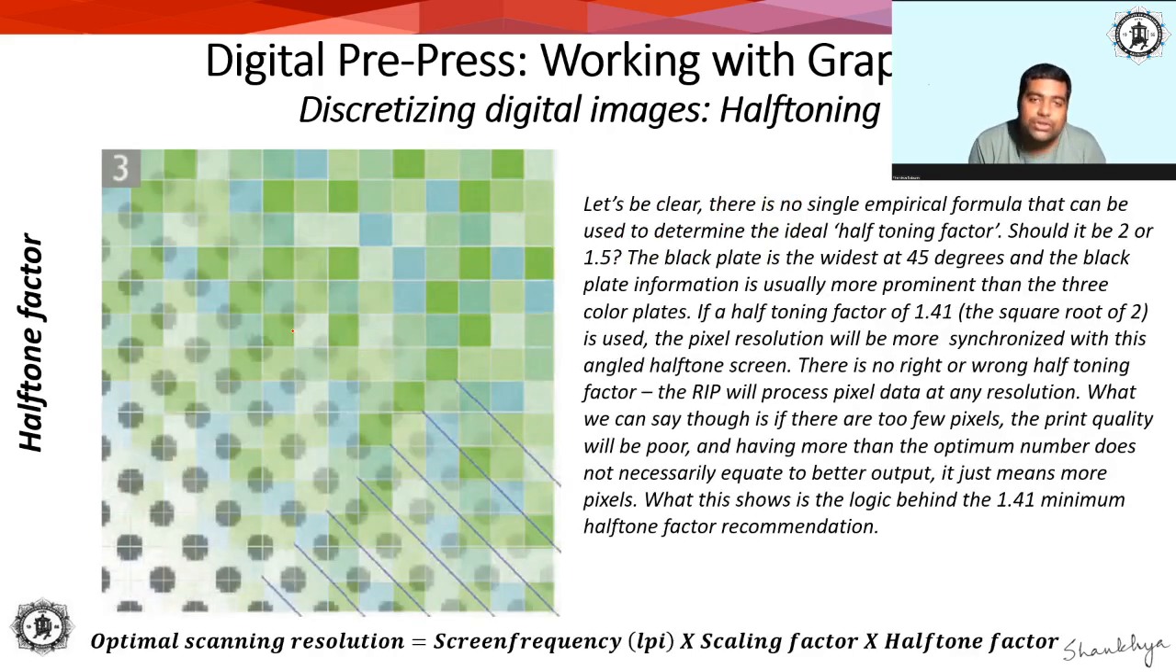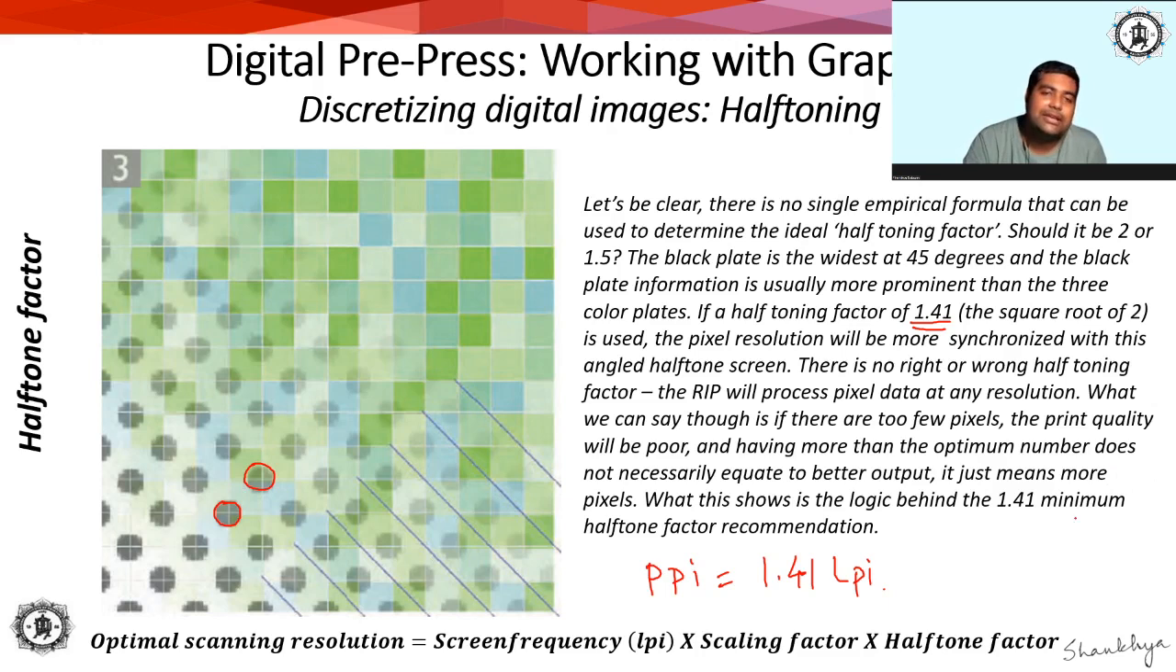Now, what is the solution to it? Solution is very simple. You use a halftoning factor of 1.41, that is root 2. In such a case, the halftoning factor is 1.41, that means PPI is equal to 1.41 LPI, root 2 LPI. That means for one unit of PPI, there is 1.41 times LPI. Here you will notice these halftone dots that you are getting are almost very much uniform in comparison to the previous scenario.